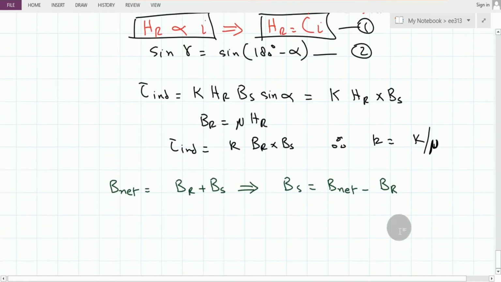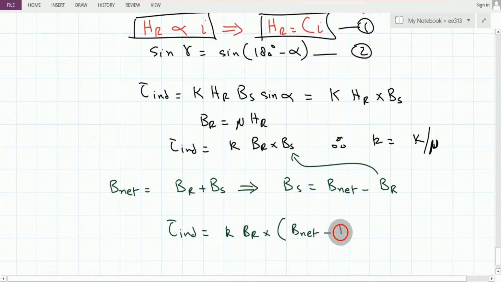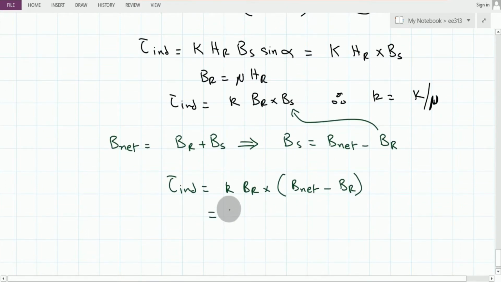So the torque induced, if I plug this back here, is equal to K into BR into B net minus BR. So that is equal to K BR into B net minus K BR into this BR.